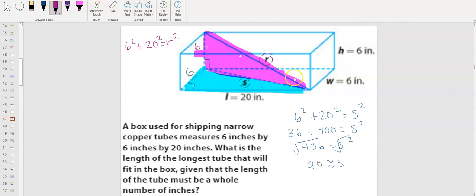Now, if I want to figure out the triangle on the purple area here, I'm going to go ahead and take the unit of S, which I'm saying is 20, and square that. And then the unit for the height, which is 6, and square that. And I'm going to make that equal R, my hypotenuse. But if you look, this equation right here is identical to this equation. So I know that R is also approximately 20. So 20 inches would be the maximum length of tube that would fit in our box.